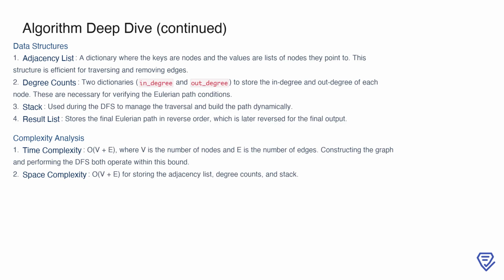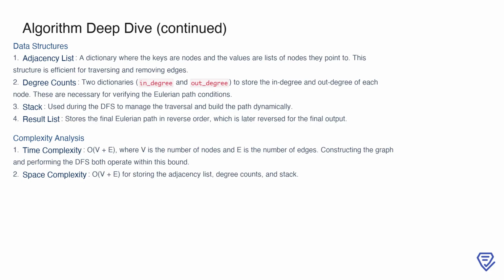The adjacency list is a dictionary where keys represent nodes, and values are lists of nodes they point to. This allows us to efficiently traverse and modify the graph. Degree counts are maintained in two dictionaries, one for in-degree and one for out-degree. These are used to verify Eulerian path conditions and identify the starting node. A stack is employed during the DFS to dynamically manage the traversal and ensure edges are processed in the correct order. Finally, a result list is used to store the constructed path in reverse, which is later reversed for the final output. In terms of complexity, the algorithm is highly efficient.